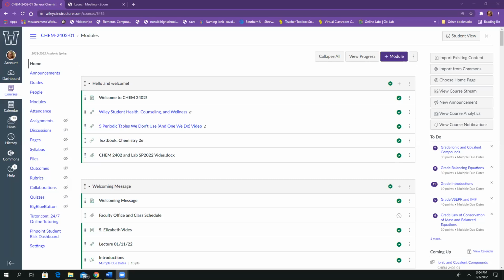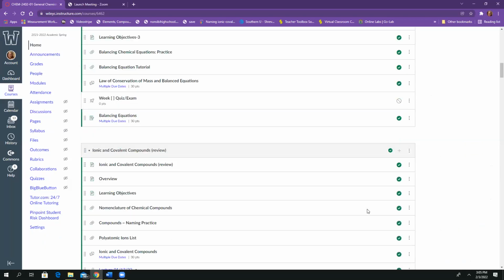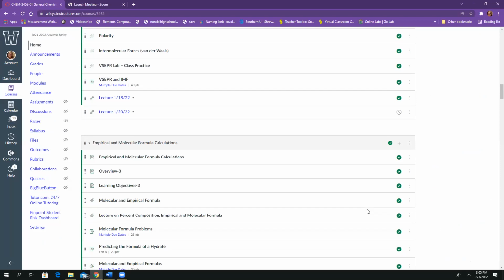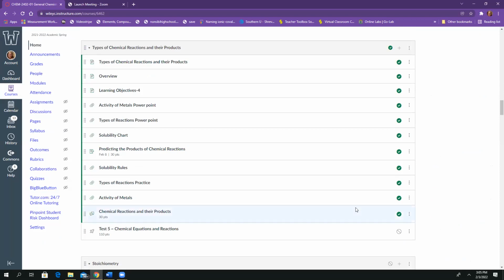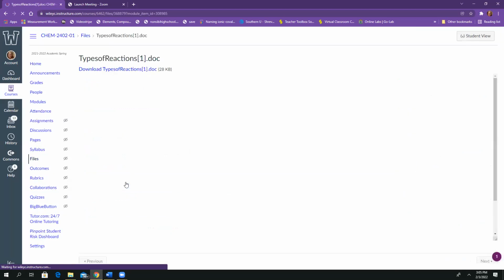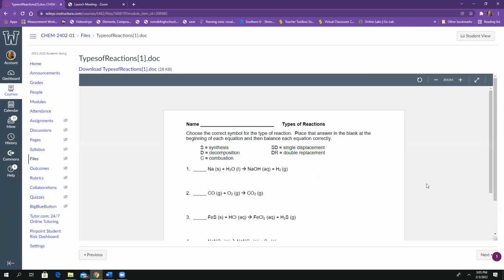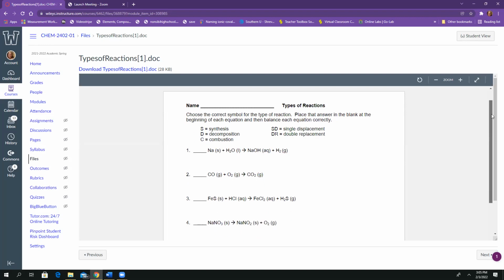All right, we are in the middle of how to predict the products in an equation, right here. So we were looking at the solubility. We said we were going to look at solubility rules. We looked at those. We looked at the types of reactions practice. So this one we haven't looked at. If we were to look at this one, you can see the types of reactions are here.